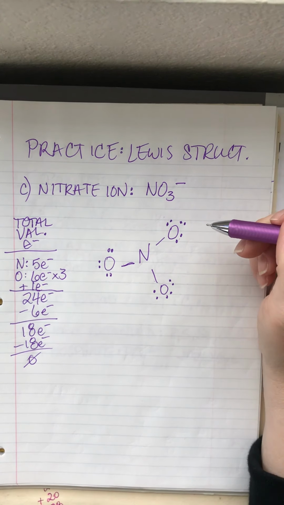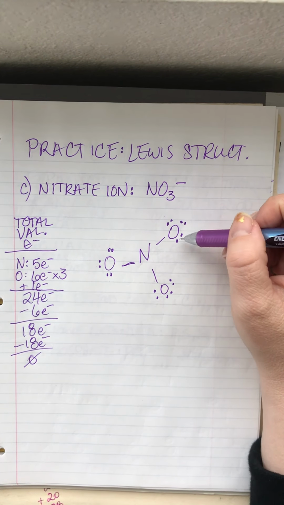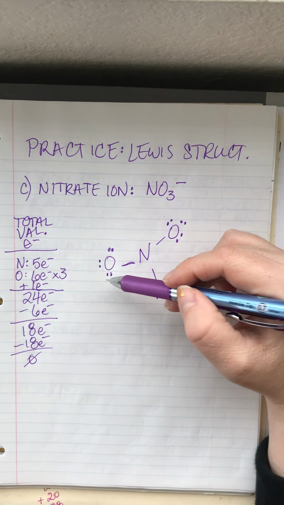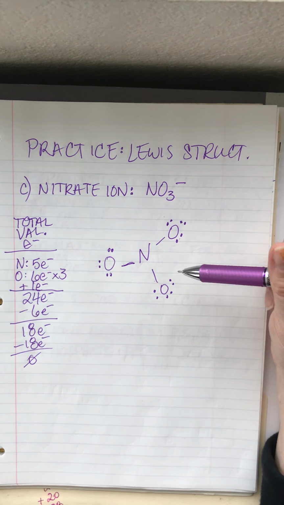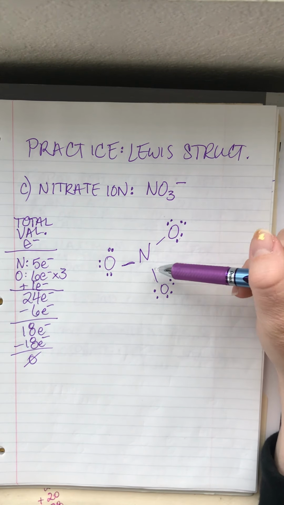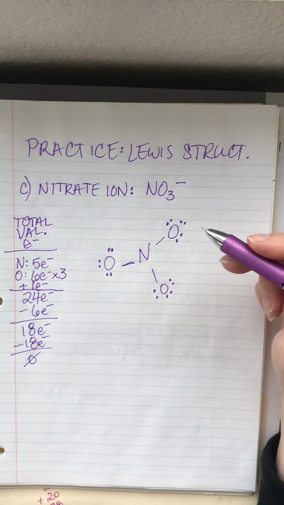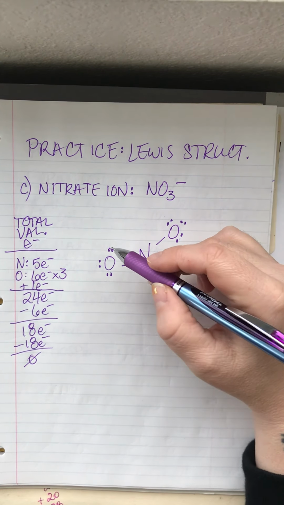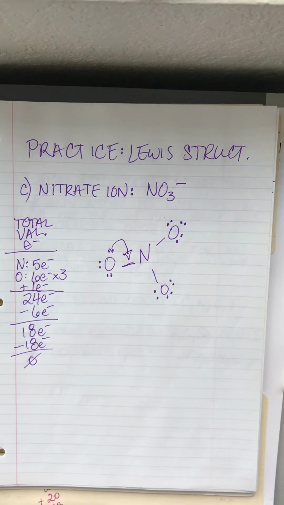So the next thing we want to evaluate is the octet rule. We have 2, 4, 6, 8 around this oxygen, 2, 4, 6, 8 around this oxygen, 2, 4, 6, 8 around this oxygen, and 2, 4, 6 around nitrogen. So nitrogen does not have a satisfied octet, which means that we're going to have to share some electrons.